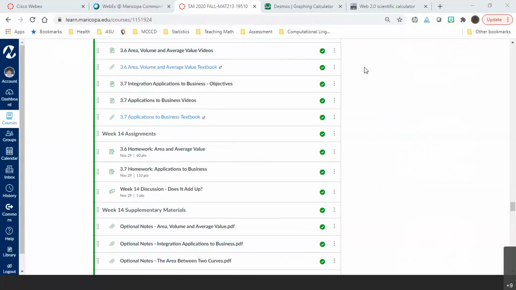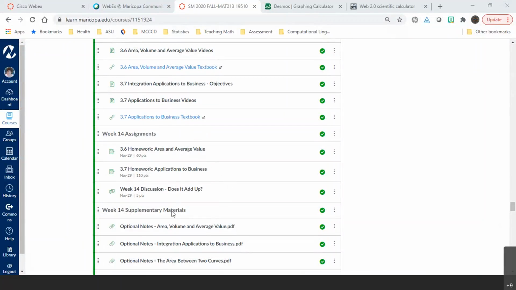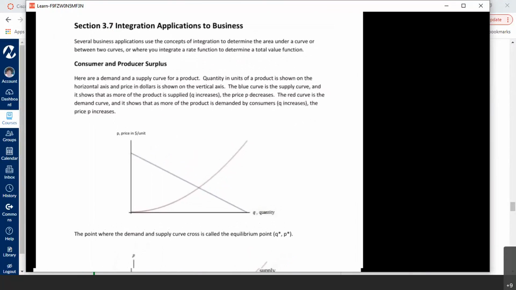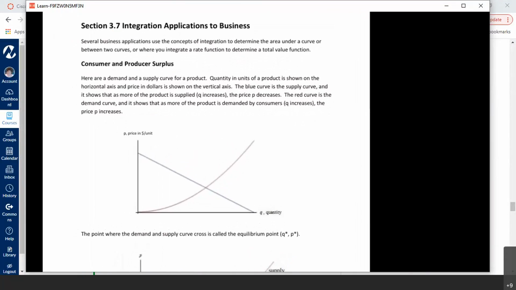Okay, so let me begin by sharing my tablet with you. That usually takes me a minute. Okay, and now let me share that with you. Okay, everybody should be seeing my notes that say section 3.7, integration applications to business.